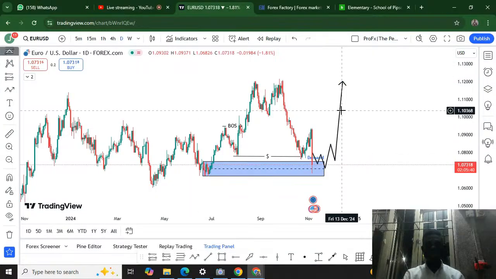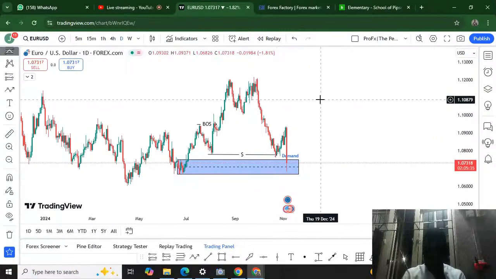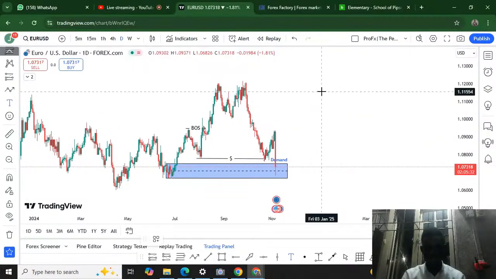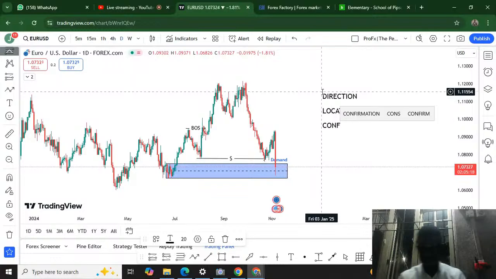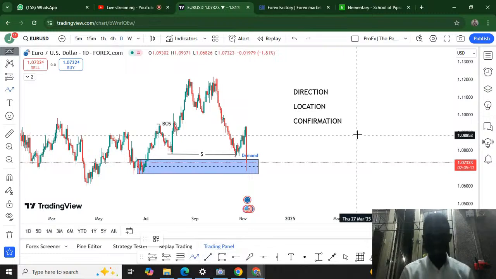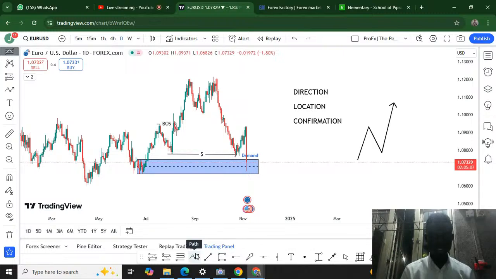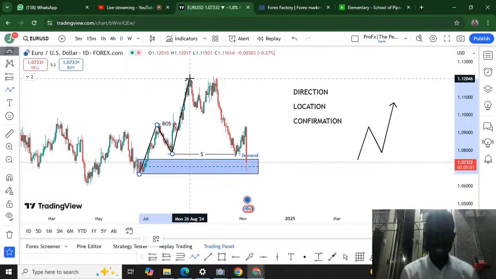So let's apply the concept or the model of direction, location, and confirmation here now. How do you apply it? What is the direction? Guys, bullish, right? Is direction bullish? Yes.